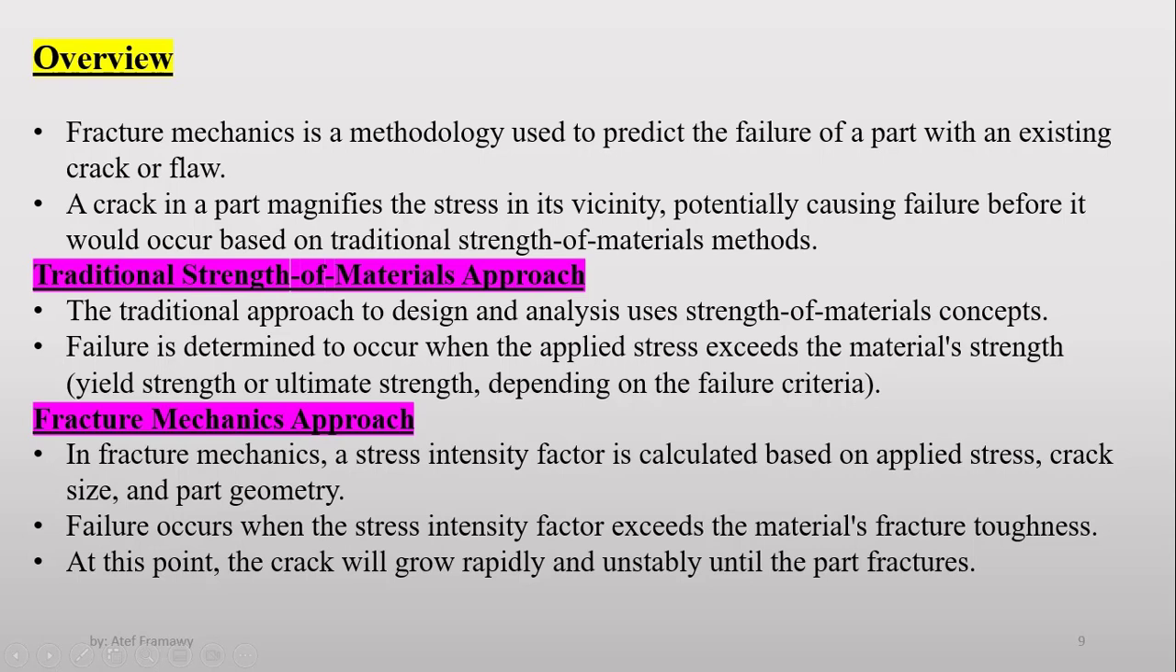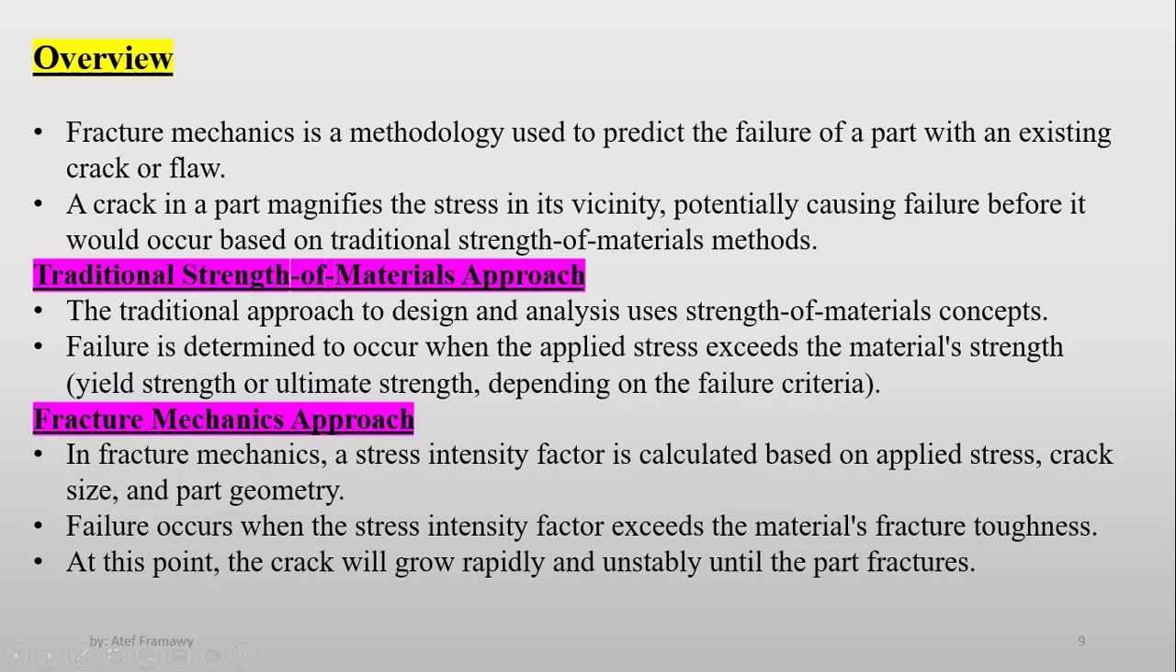Now, let's compare two different approaches to understanding material failure. The first is the traditional strength of materials approach. This method is pretty straightforward. We determine failure based on when the stress applied to a material exceeds its strength, yield strength, or ultimate strength, depending on the failure criteria. Think of it like a rubber band. If you stretch it too much, it will snap once you exceed its limit.